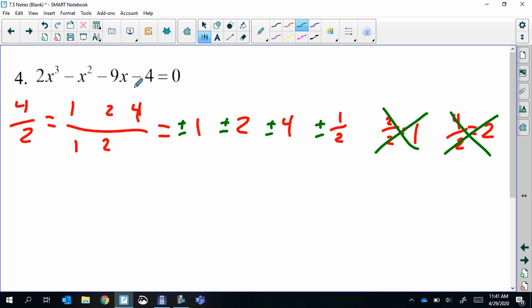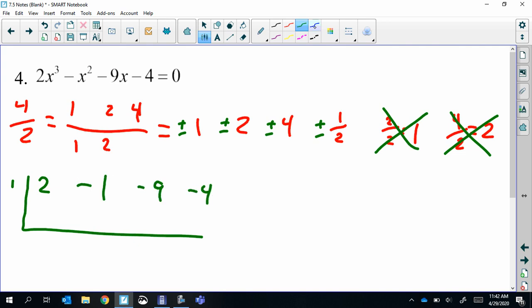So this one, we said it has that sign change, so it could have a positive root. It only has the 1 sign change, so only 1 positive is going to work. We really don't know what it's going to be, so we just have to start trying. Let's start with positive 1. Writing down the coefficients, nothing is missing, so that'll be 2, negative 1, negative 9, and negative 4. Add and multiply.